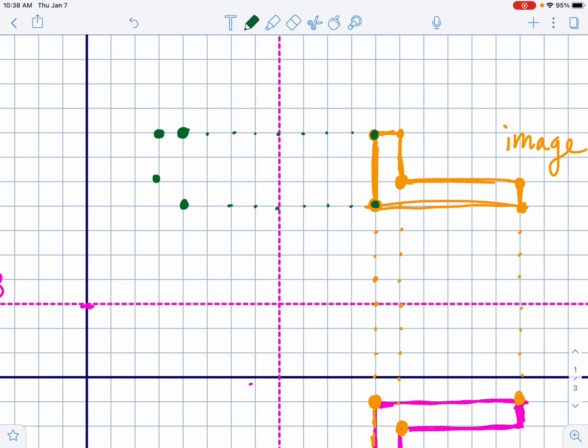Like this is 1, 2, 3, 4, 1, 2, 3, 4. So I know that this is in the right spot. Same way for this: it's 1, 2, 3, 4, 5, 6, 7, 8, 9, 10 away. So then I go 1, 2, 3, 4, 5, 6, 7, 8, 9, 10. And then I'll just go one up. And then I think that's all of them. Just connect the dots.